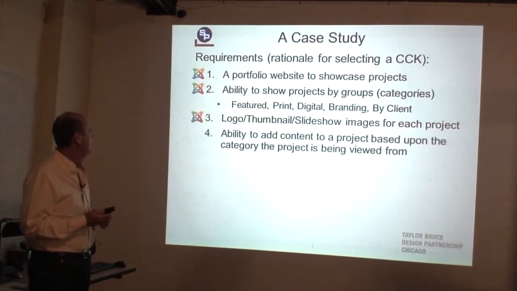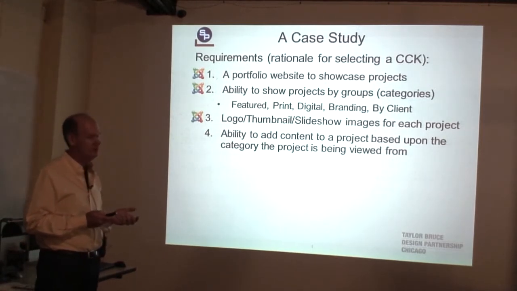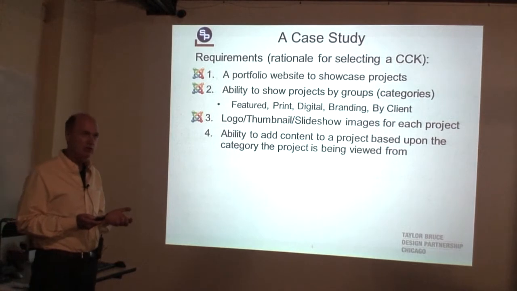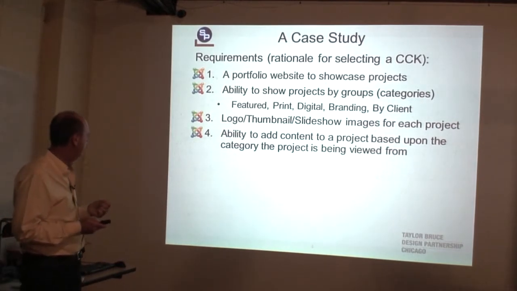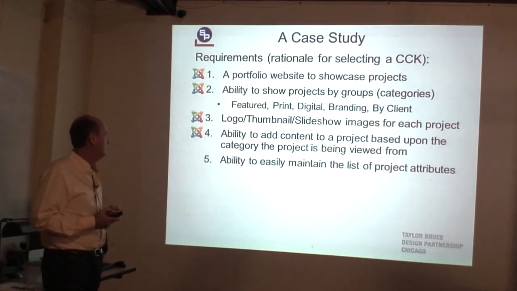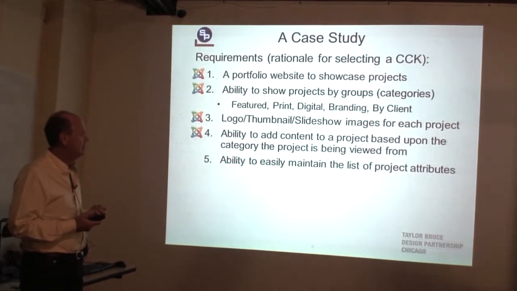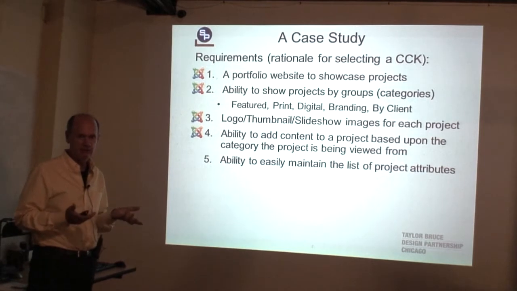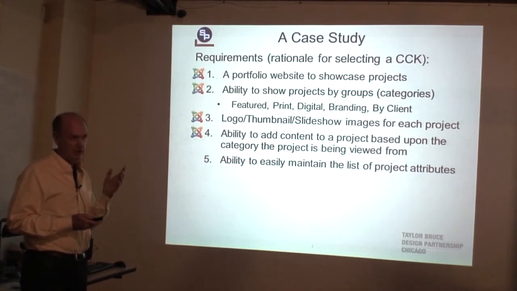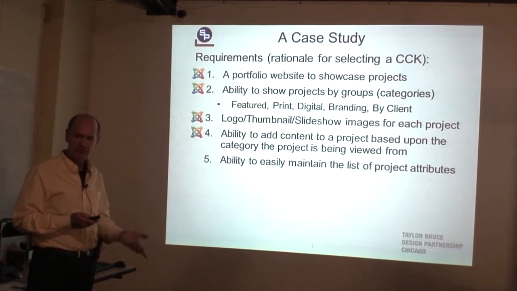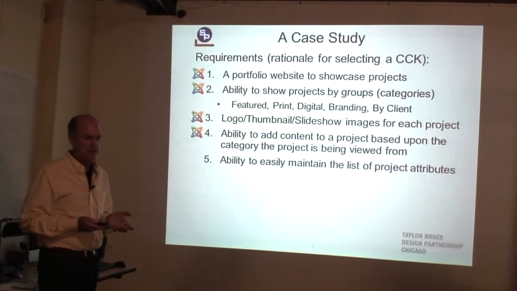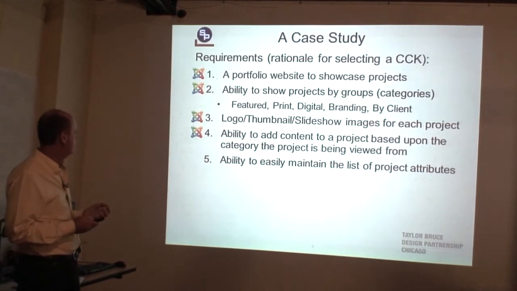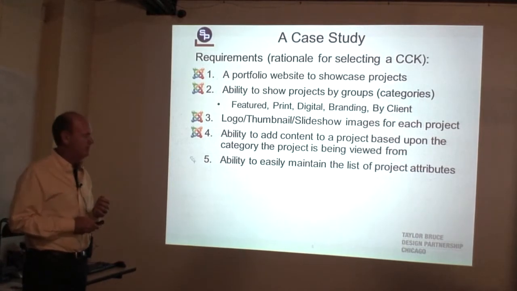And then he said, I want the ability to add content to the project based upon the category the project is being viewed from. So I said, well, if the category is the menu item, that can be a module. So that's still Joomla in my mind. Then he said, I want to easily maintain the list of project attributes. What do you mean by attributes? Well, things like the project name, the project date, the project description, all the images that go with it. I said, what do you mean by easily maintain? So I started thinking maybe I need a CCK for that.